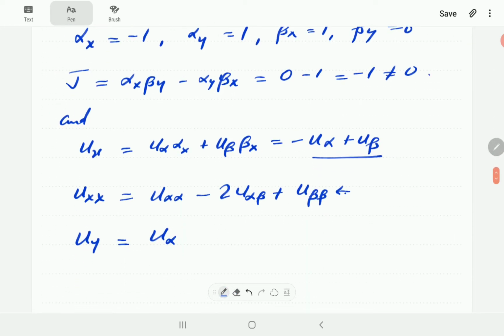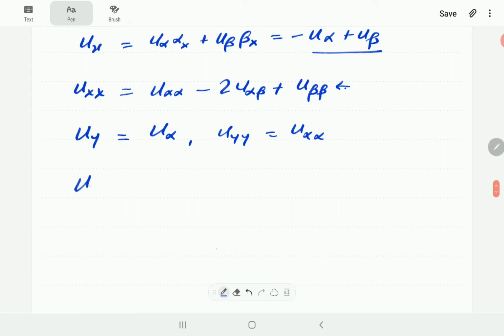Okay, so it's just going to be u alpha, and so uyy is going to be u alpha alpha. Okay, and then uxy is going to be negative u alpha alpha plus u alpha beta.